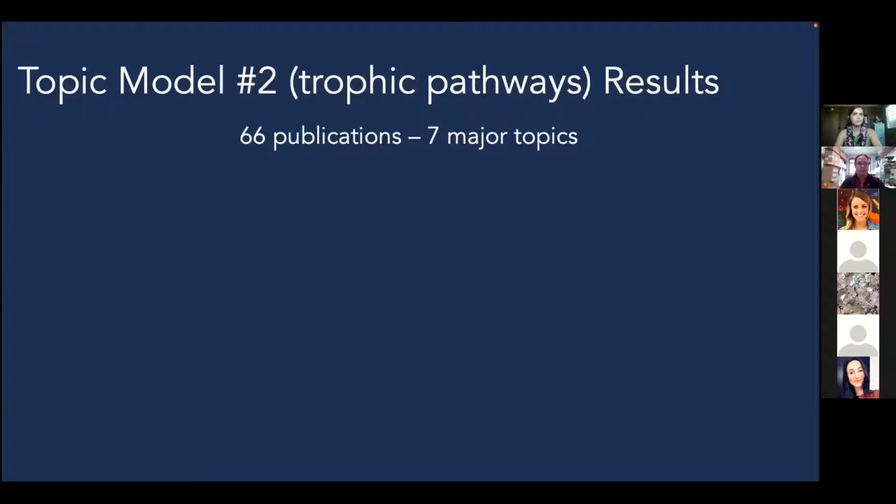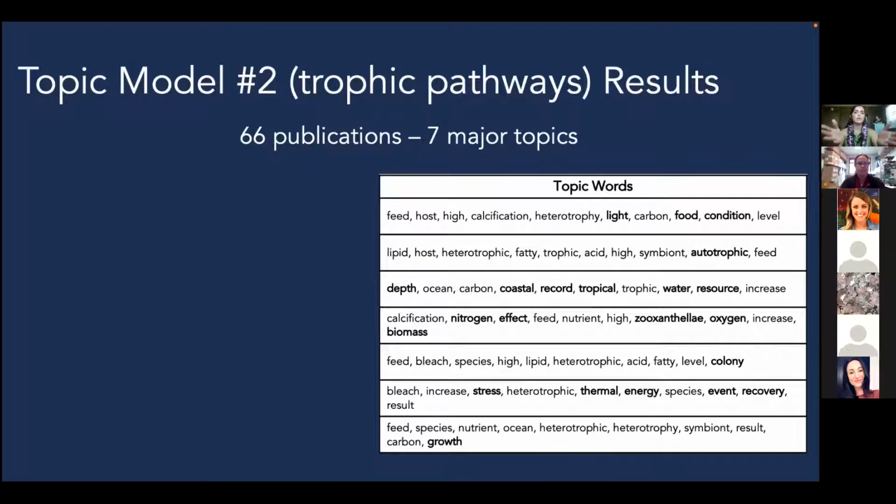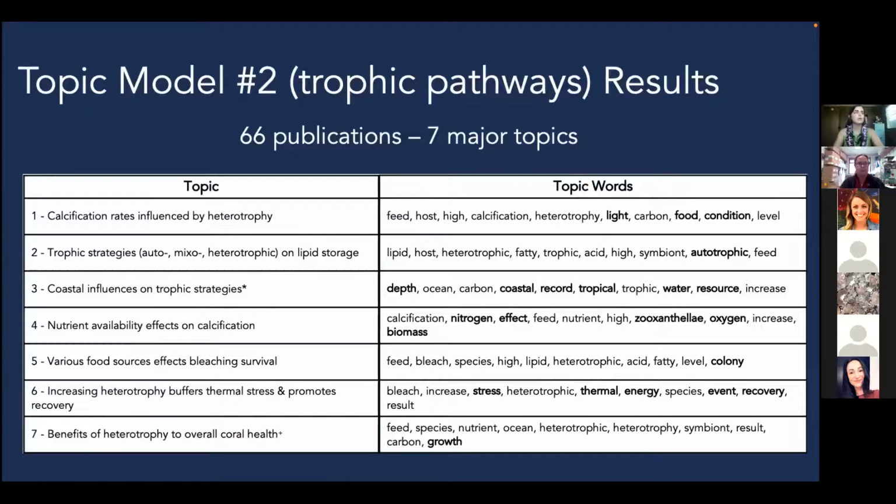Okay, so topic model number 2. This was the refined data set, so only 66 publications, 7 major topics. Again, the computer went, here you go, here are your topics. I named them in the similar fashion and also had Dr. Chris Wall try to name them without seeing the publications. We came to essentially the same results.